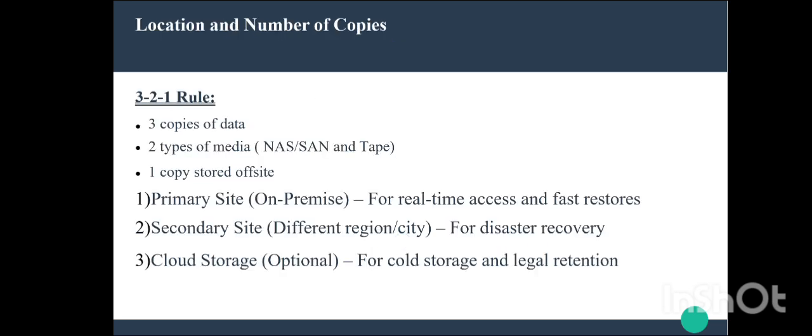And location and number of copies. The 3-2-1 rule, which is 3 copies of data, 2 types of media, 1 copy stored offline off the primary site, and the locations include primary site, secondary site, and cloud storage.